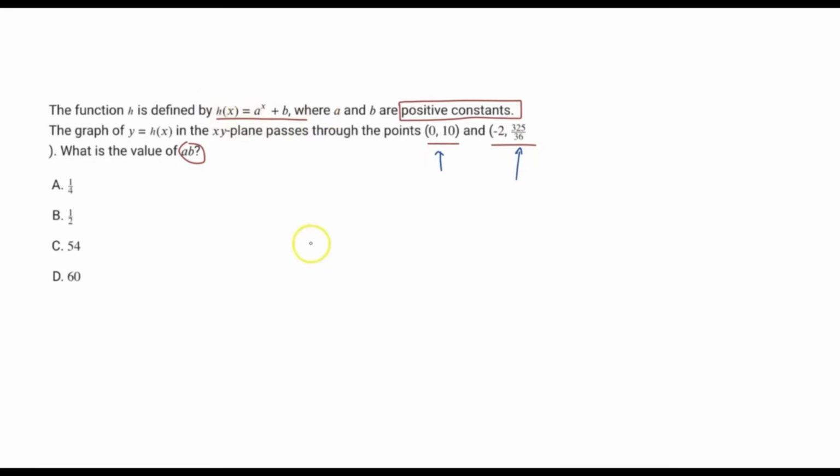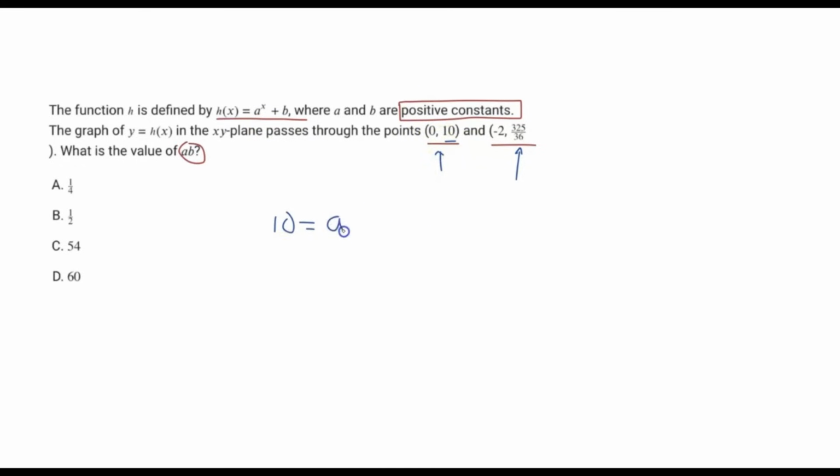So h of x is just our output or our y value, and we can see here in the first one, our y value or output will be 10. So we have 10 equals, we don't know what a and b are, but we can figure it out from these values. So here it says that with the input of 0, so x equals 0, we're going to get an output of 10. Well, let's see.